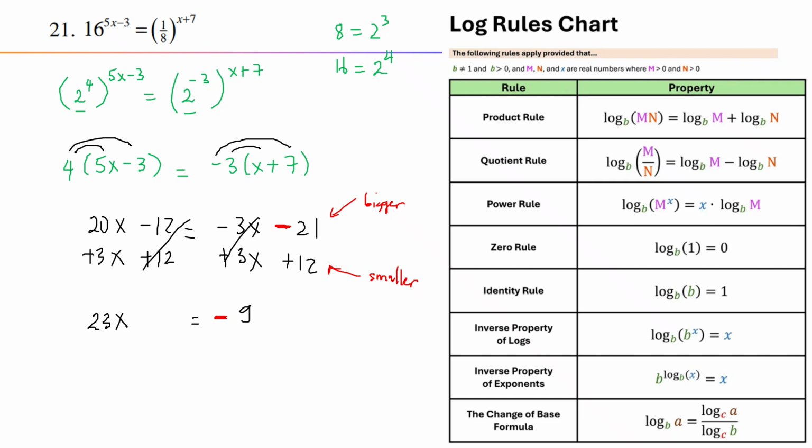Now we continue to isolate x by dividing both sides by 23. And 23 is a prime number, which means it's only divisible by itself and 1. So the answer is negative 9 over 23.